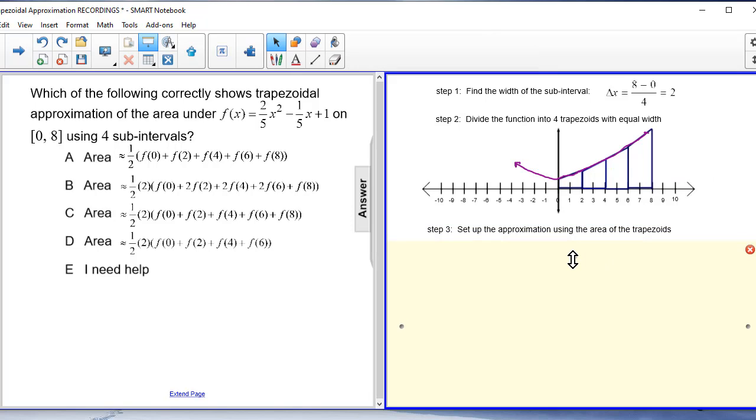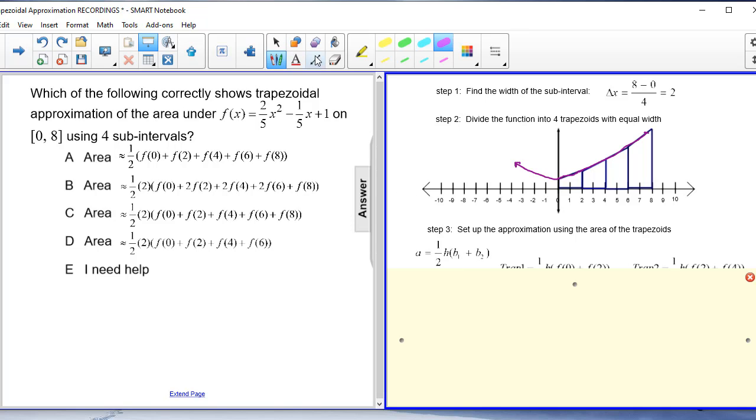Step number 3. We're going to set up the approximation using the area of trapezoids. So recall that the area of a trapezoid is equal to 1/2 times the height times the sum of the bases, or the parallel sides. A couple things to note. In this case, Δx is going to be h throughout this entire problem. So the interval width I'll refer to as the height.